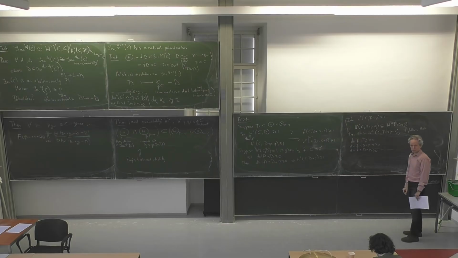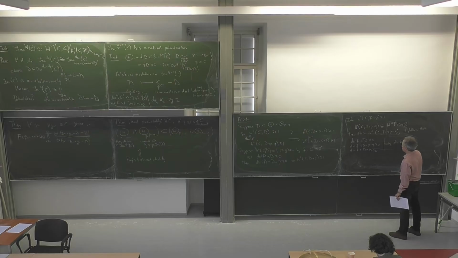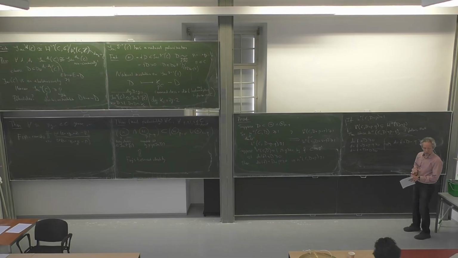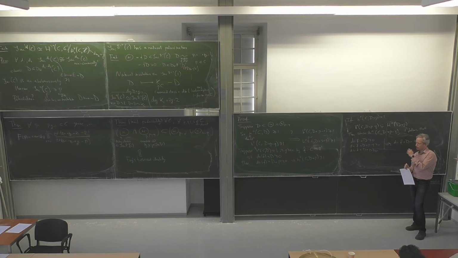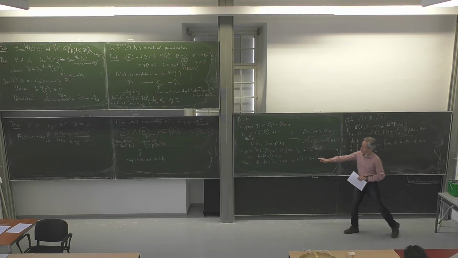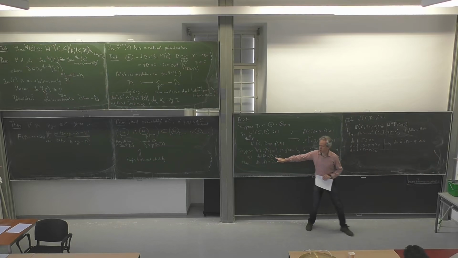This is a whole bunch of stuff written, which implies that the divisor of f plus D minus Q is greater than or equal to 0. What really happened here? This is a complete triviality written formally. So f is a function on the Riemann surface, which has poles wherever allowed by D.